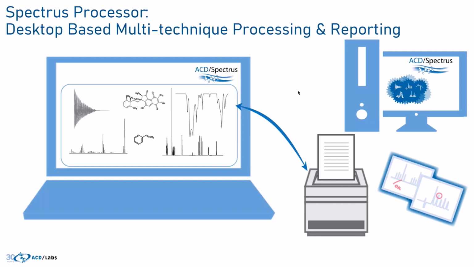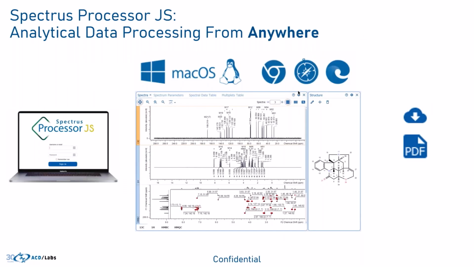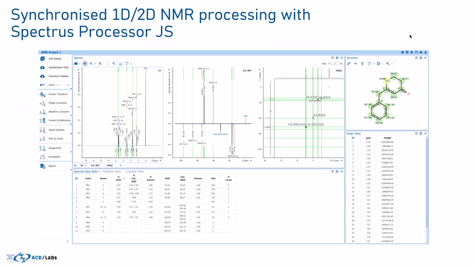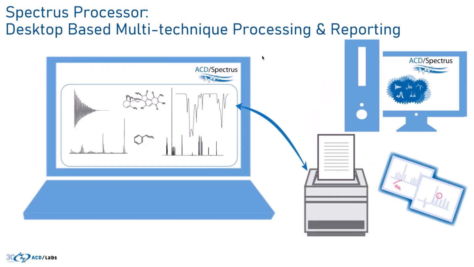In the second half of the webinar today, we'll look at Spectrus Processor JS, and this is for browser-based processing. So this means that anywhere that you have access to a web browser, you can view your analytical data, process your analytical data, and then make decisions from your analytical data. And in today's webinar, we're going to highlight the features to be able to do synchronized 1D and 2D NMR processing with this piece of software. So we'll start off with the desktop-based Spectrus Processor, and I'll move now to the software.